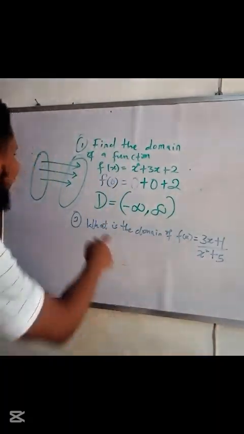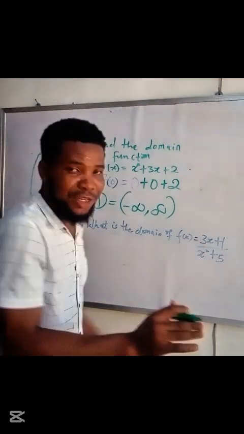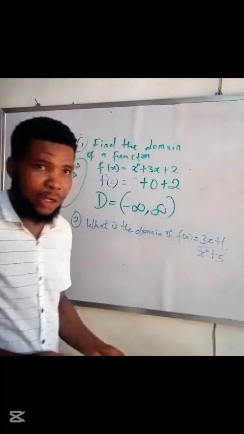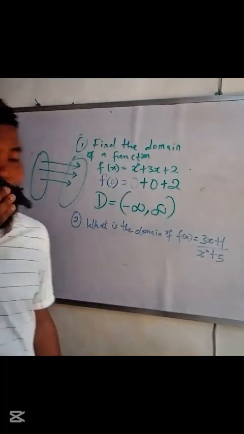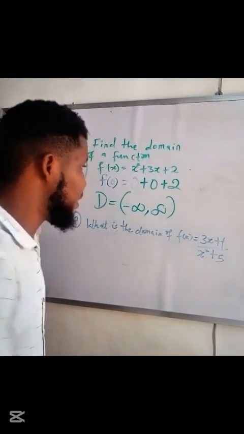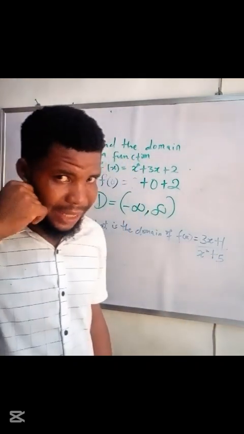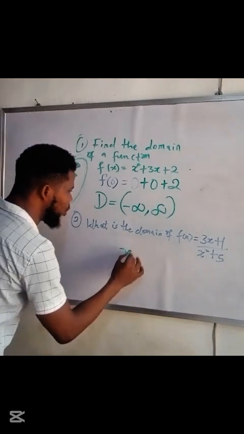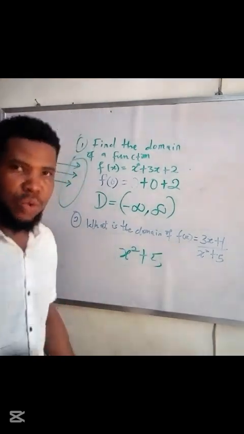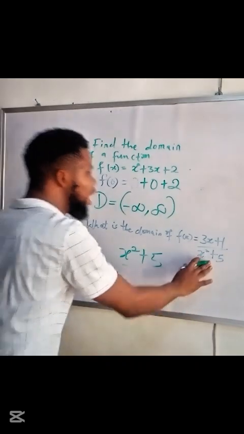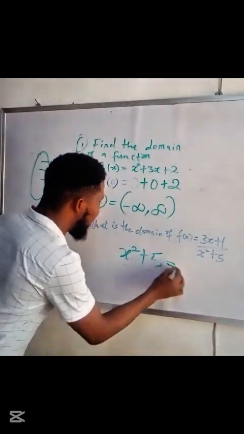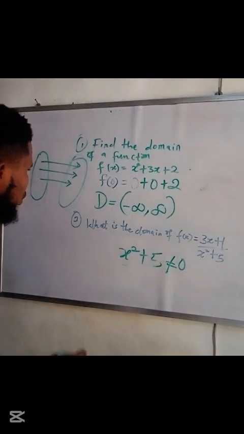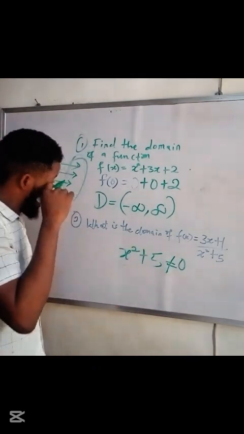Do you understand that? Okay, now look at the next one. What is the domain of this? Now this one, whenever you have a fraction, that one is very easy. For a fraction, all you need is that the denominator must not be 0. Look at the denominator. What is the denominator here? The denominator here is s squared plus 5. So whenever you have a fraction, it's very simple: the denominator must not be 0. That is, s squared plus 5 must not be 0.